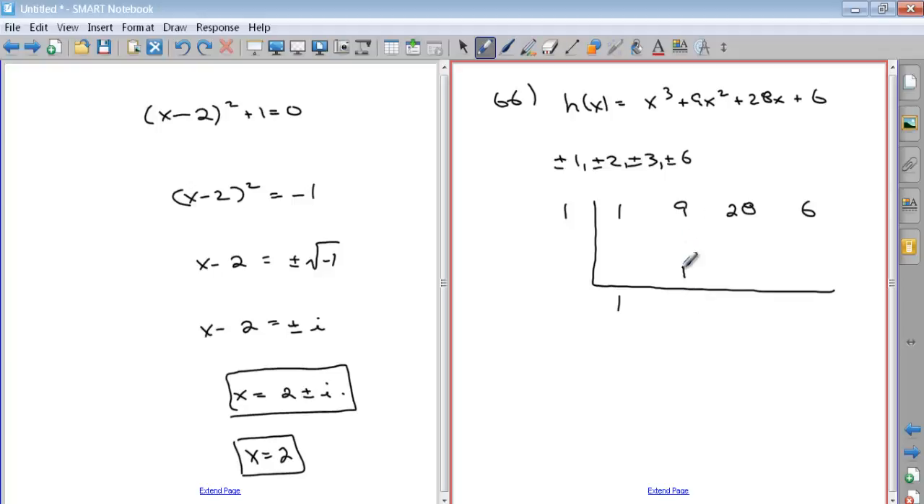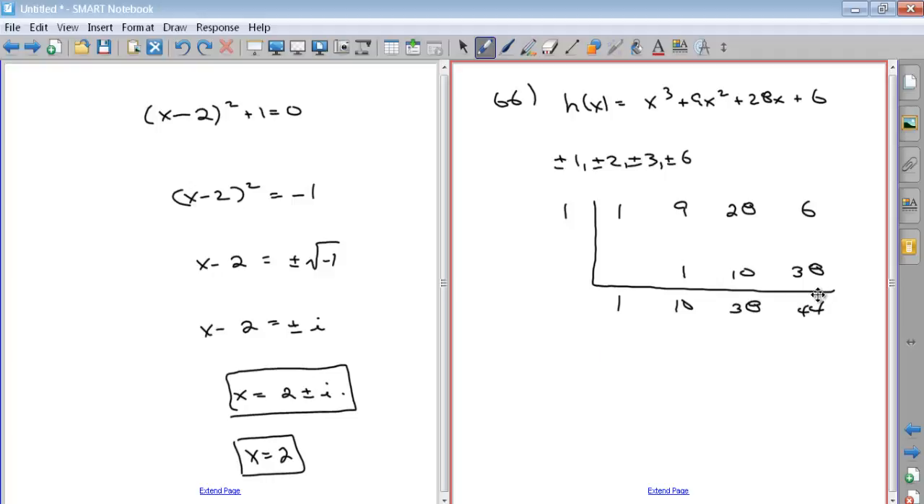So add these together, you get 10. 1 times 10 is 10. Add this together, you get 38. 1 times 38 is 38. Add this together, you get 44. So obviously that's not going to work. And if you do any positive number, they're just going to keep adding on. So it's going to have to be negative.